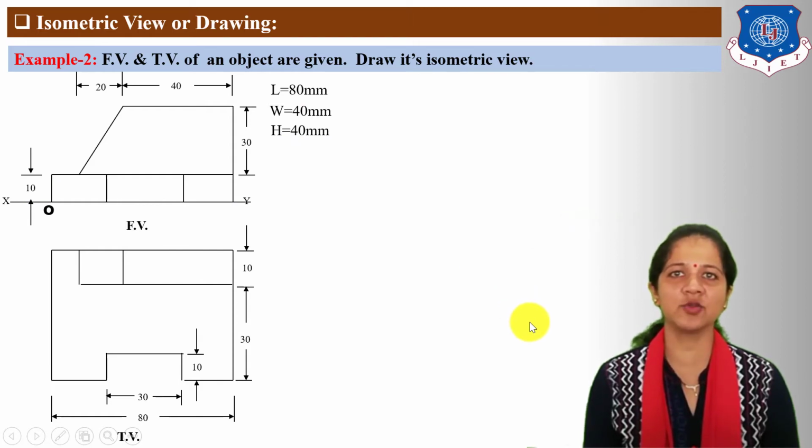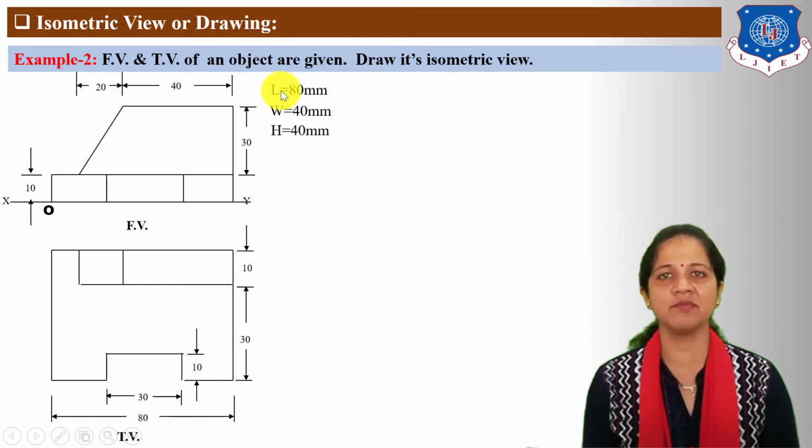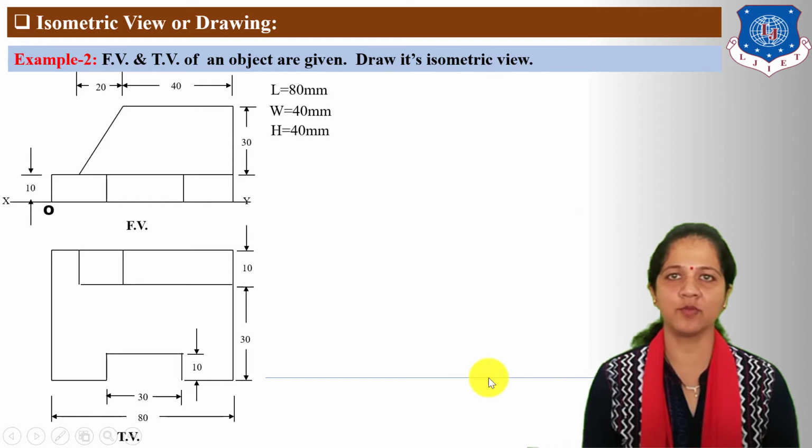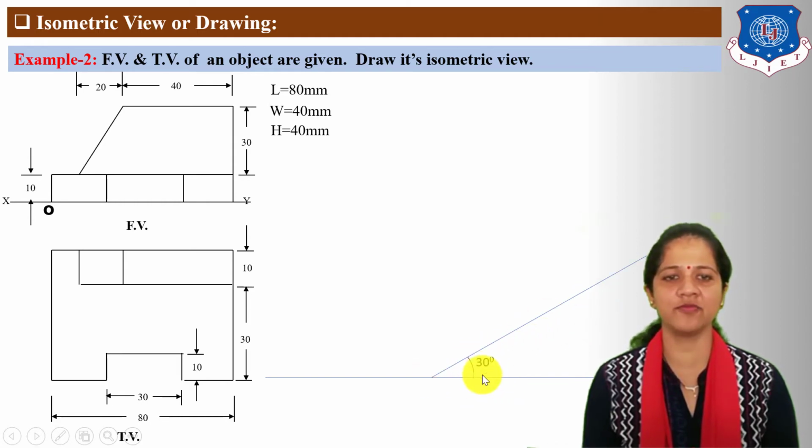Next draw isometric box considering maximum length, width and height. First draw horizontal reference line. From horizontal reference line draw x-axis. The angle of x-axis from horizontal reference is 30 degree. Next draw 30 degree angle line of z-axis. The angle of z-axis with horizontal reference line is also 30 degree.